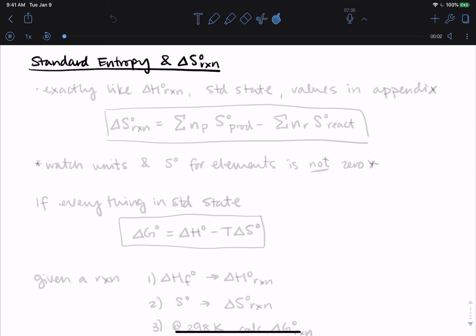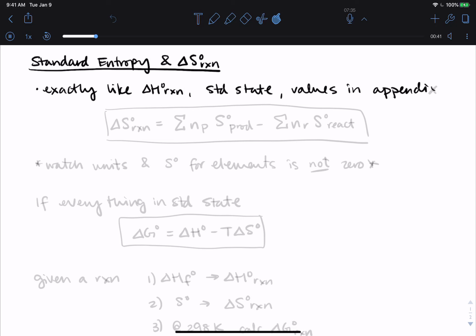So just like when we talked about enthalpy, in looking at entropy, we can look at entropy under standard conditions and get a delta S for a reaction that is related to standard conditions. What's really great about this is that it is exactly like our delta H standard reaction. The definition of standard state is the same, and the values are in your very favorite appendix.